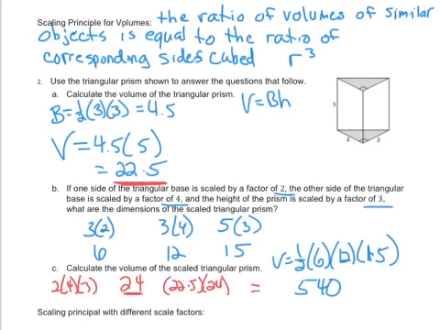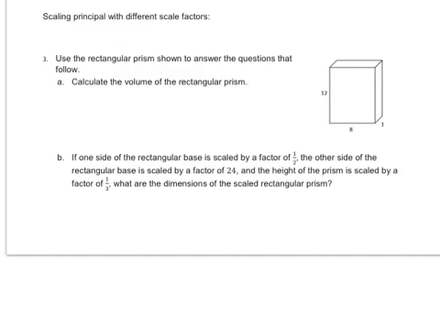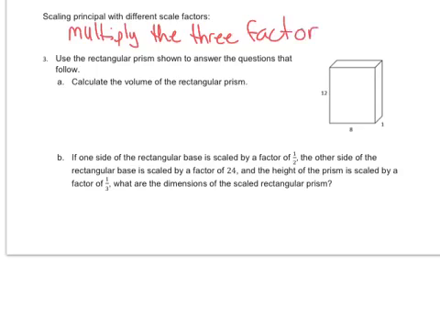So if you want to scale something with different dimensions, you have to multiply all the scale factors together. And that's going to get you your new volume. So the scaling principle with different scale factors is basically you're going to multiply the three factors together. So it's the product of the three factors. Instead of cubing a single factor, it's the scale factor with three different dimensions. You're going to multiply the three factors together.